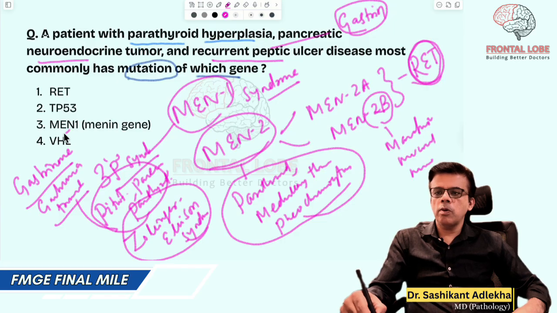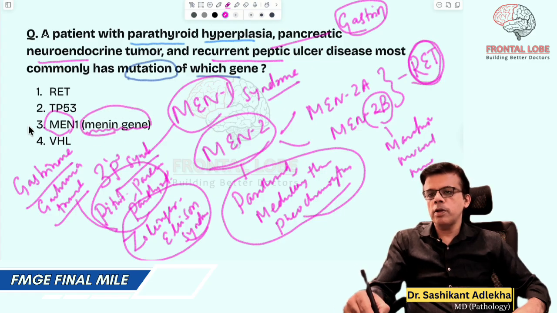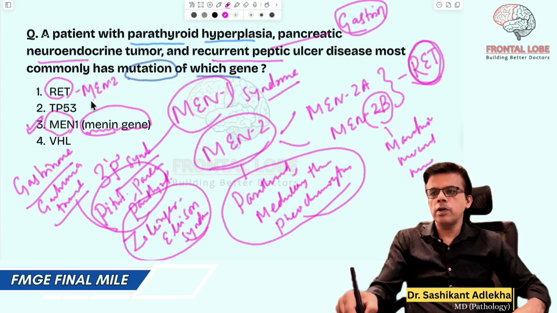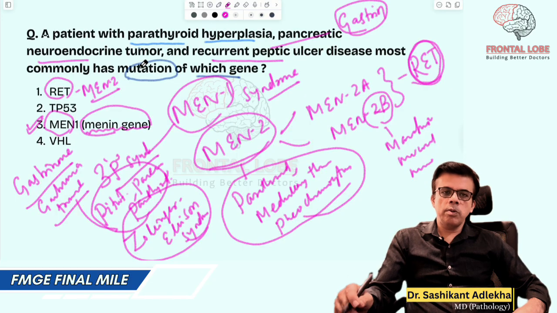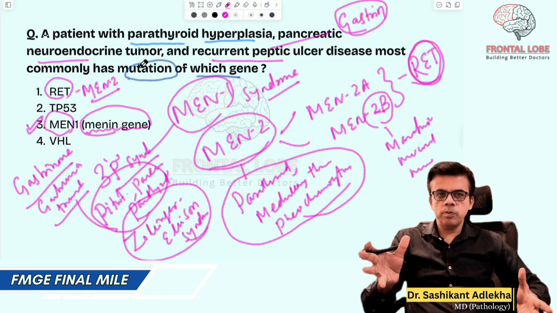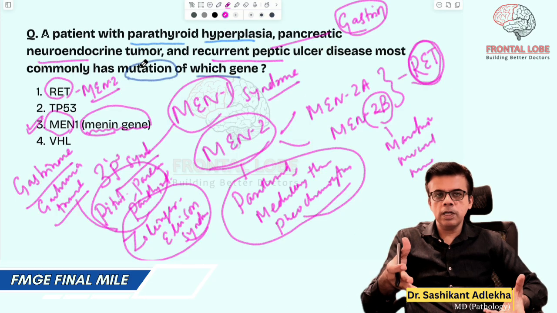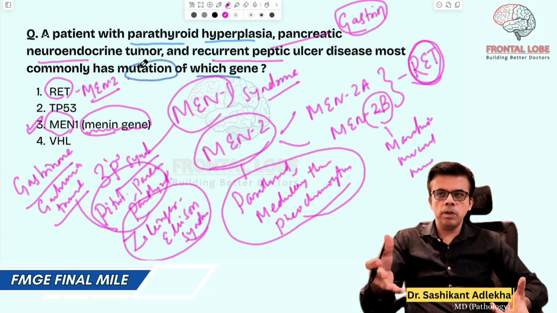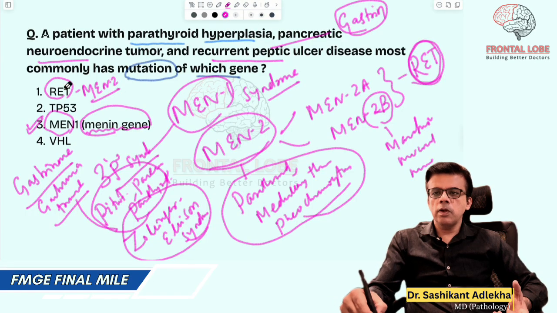So MEN1, which is encoded by the menin gene, gets abnormal over here. So this is the correct answer. Now RET is basically MEN2 syndrome. This is MEN1 syndrome over here. Though the pituitary component is not mentioned, remember that you will not get all the components mentioned in the vignette. Even in classical clinical cases, all the things may not be seen in the same patient as theoretically depicted. So here it is ruled out.